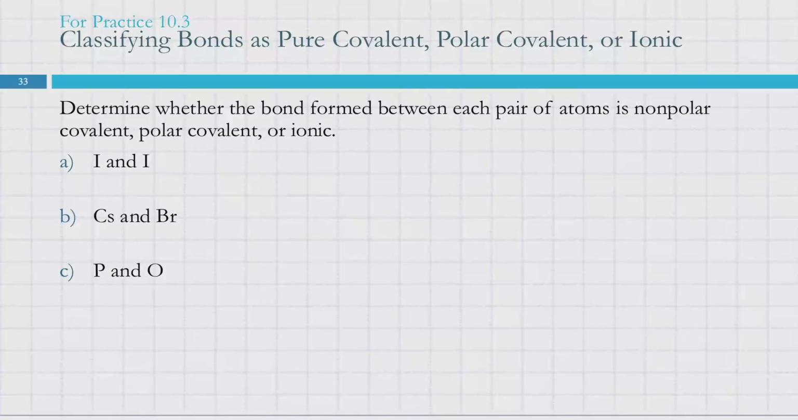Questions so far? Okay. We want to determine whether the bond formed between each pair of atoms is nonpolar covalent, polar covalent, or ionic. And our rough difference in electronegativity cutoffs: 0 to 0.4, 0.4 to 2, and 2.0 and plus. So the numbers to remember are 0.4 and 2.